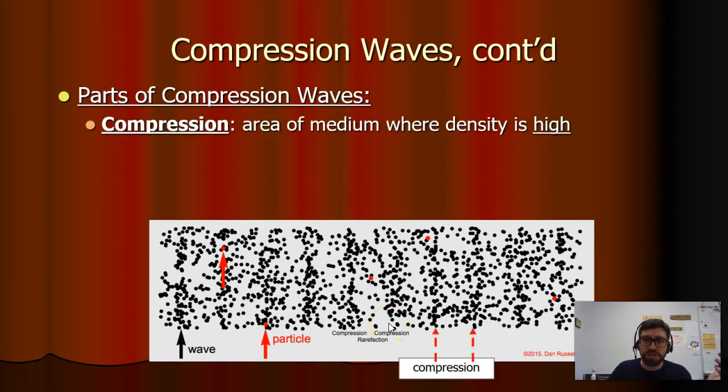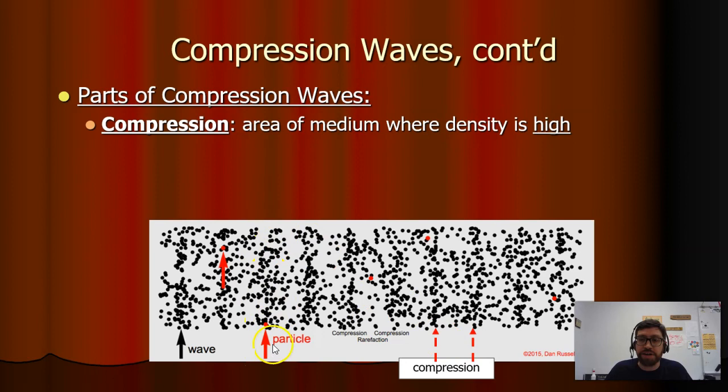So parts of a compression wave, we have compressions. That's an area where the medium density is high, because what's happening is these particles come and they hit each other, and that's what transfers the energy. Well, where they hit each other, where they meet, the particles are more dense right there, which means if it's air, there's a lot of high pressure right there, and we'll get to that later.